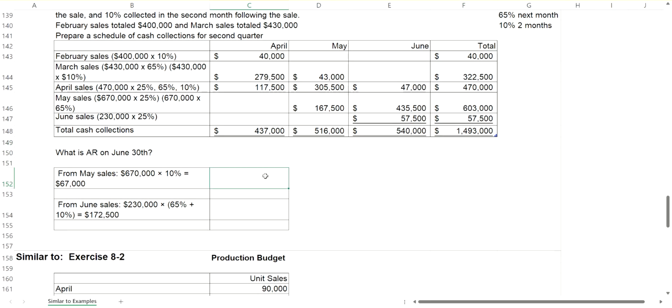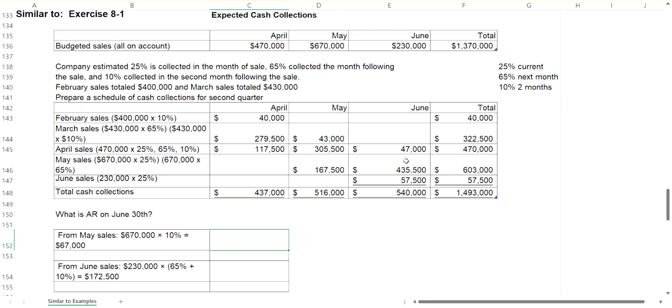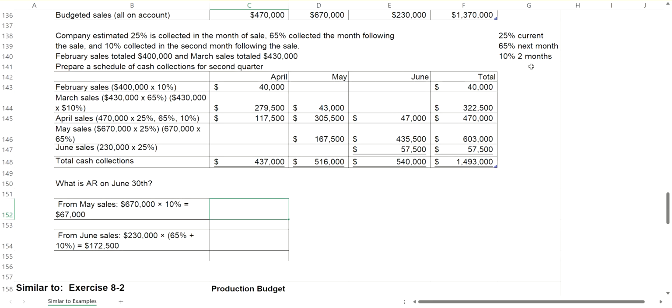Now for the second part, it says, okay, what would be the balance in account receivable on June 30th? Okay, well, remember, you'd have to go back 2 months to May. So 10% of May sales from 2 months ago would still need to come in. So May sales are 670 2 months ago, that's 10%. So 67,000 is still in there for May sales.